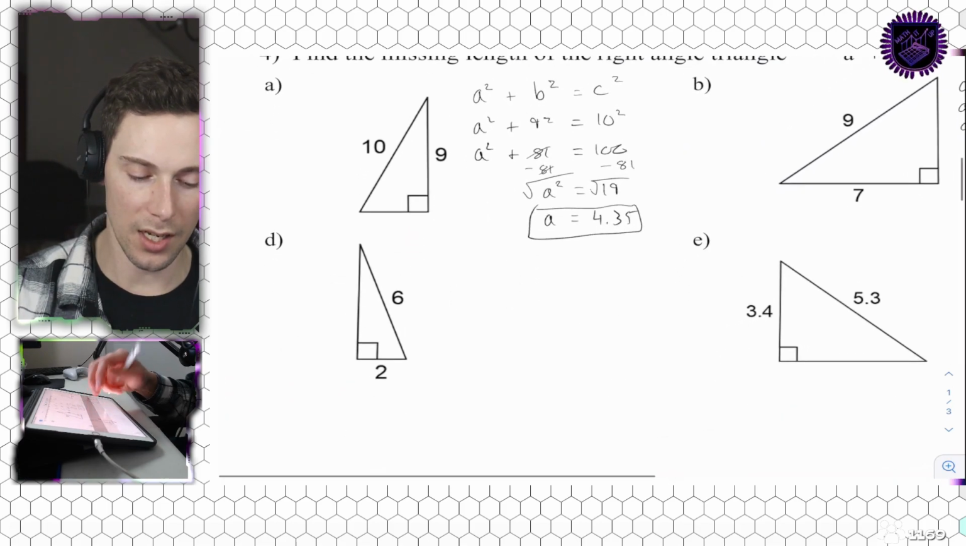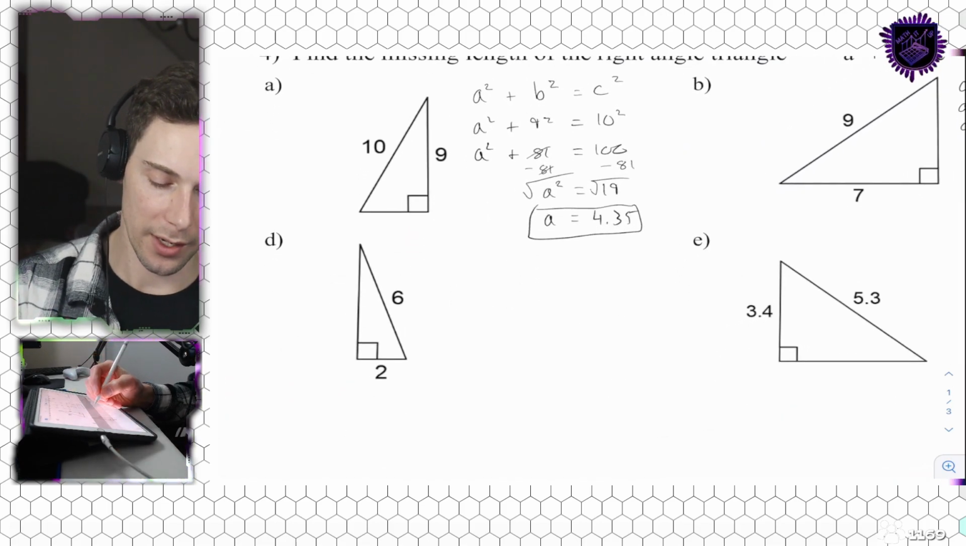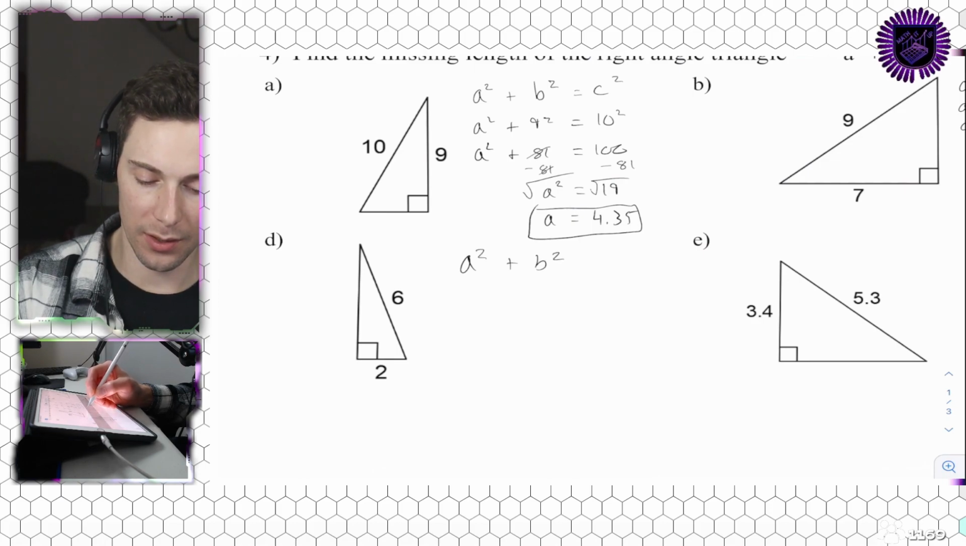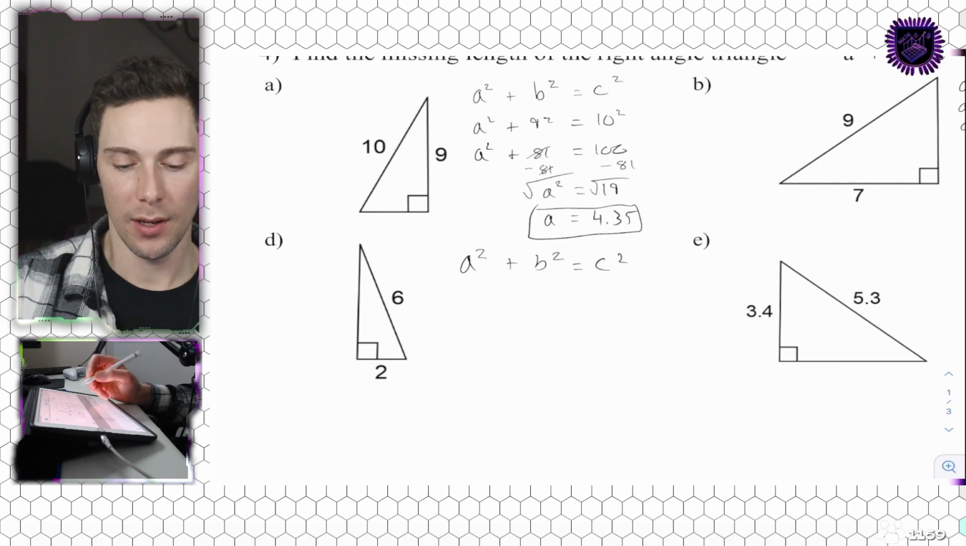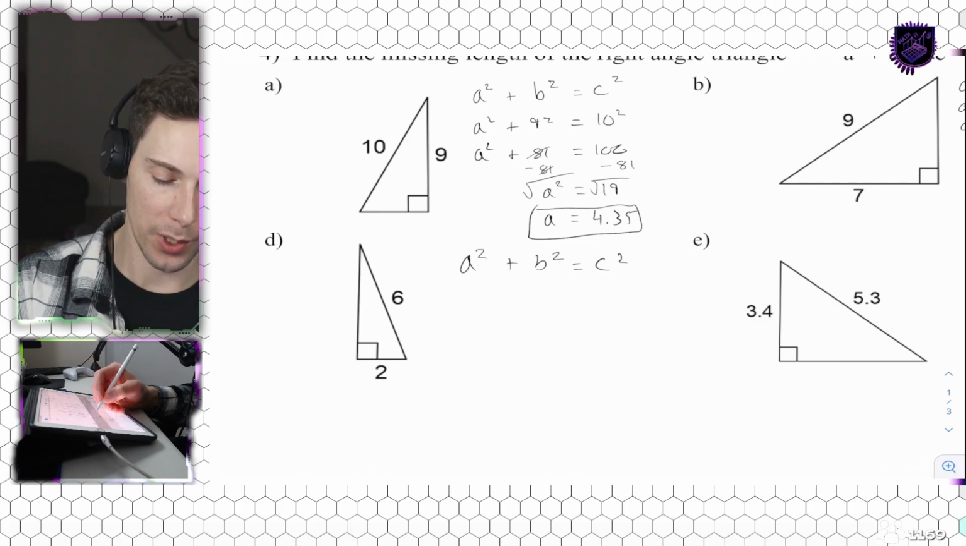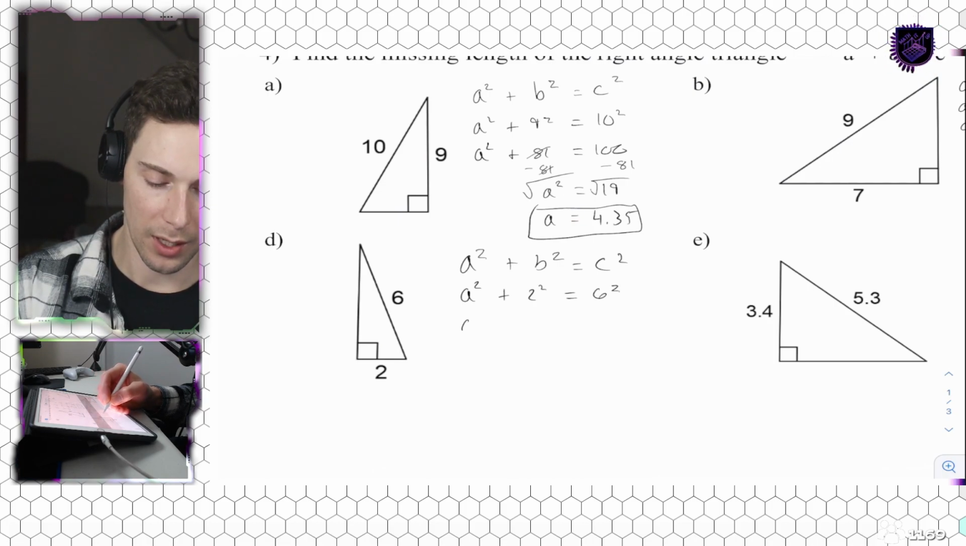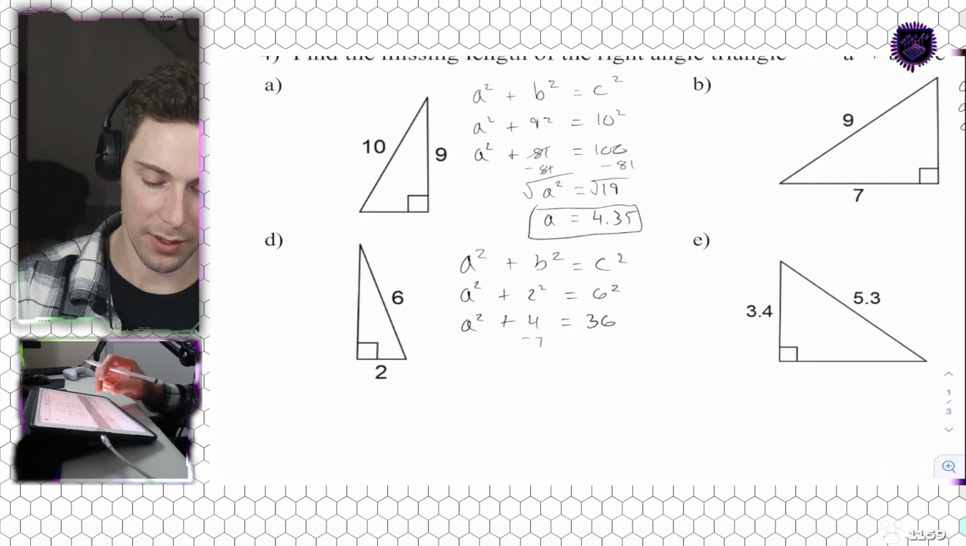Question 4D. So we have A squared plus B squared is equal to C squared. And we want to fill in what we know. We don't know A squared. We do know 2 squared and 6 squared. A number squared plus 4 is equal to 36. Let's subtract 4 from each side.